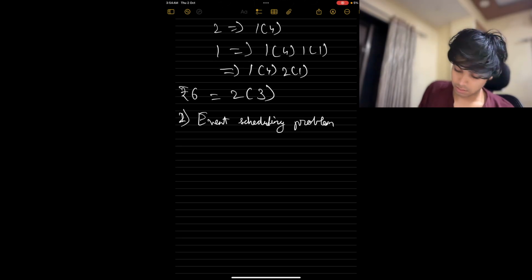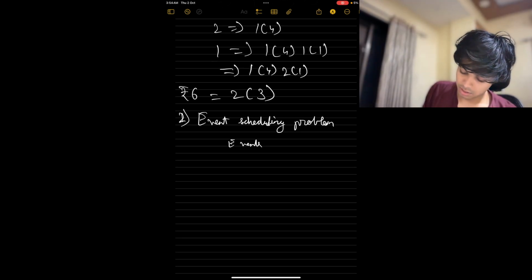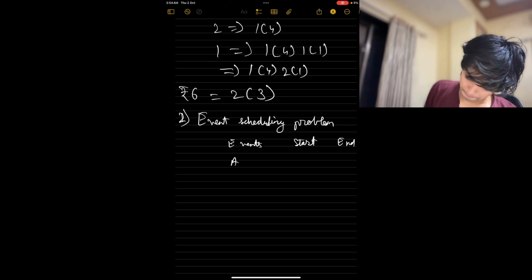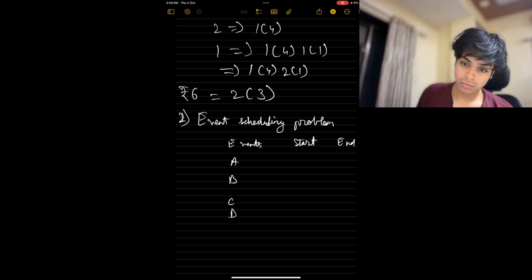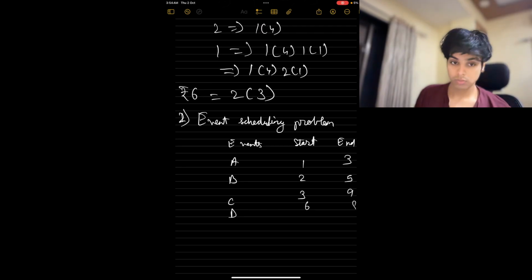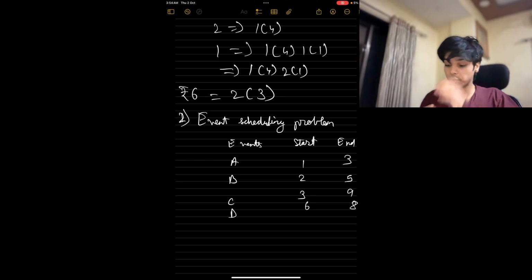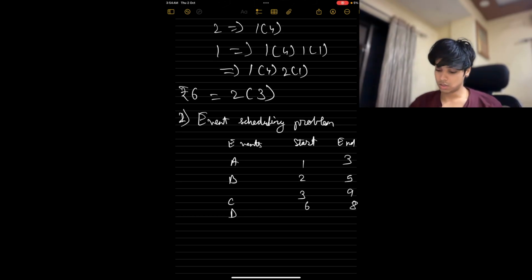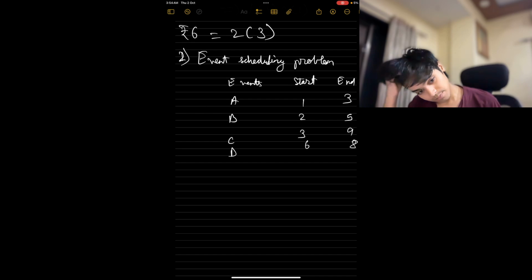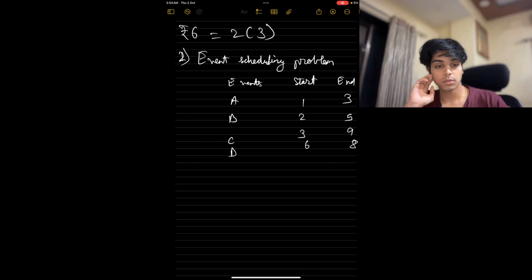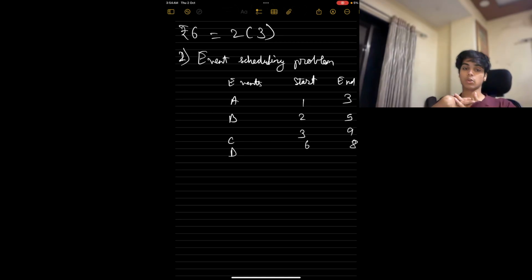Suppose I have 4 events with each a start and end time. Now my job is I want to attend the maximum number of events such that none of the events overlap. I need to attend the majority of the events, so none of the events overlap. How do I solve it?